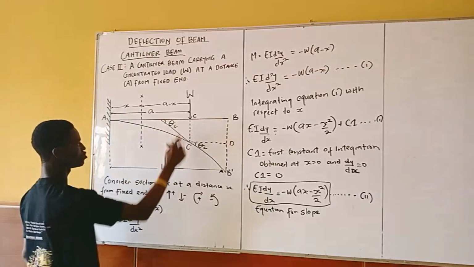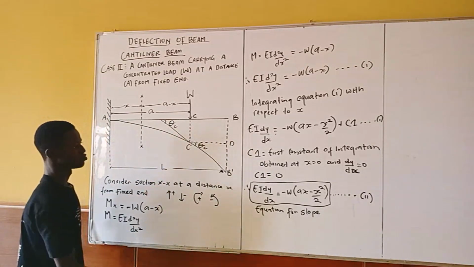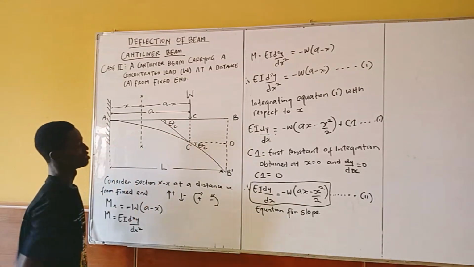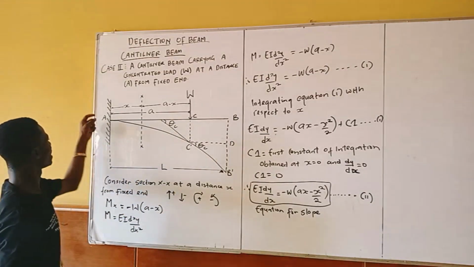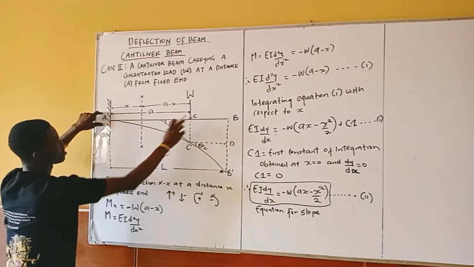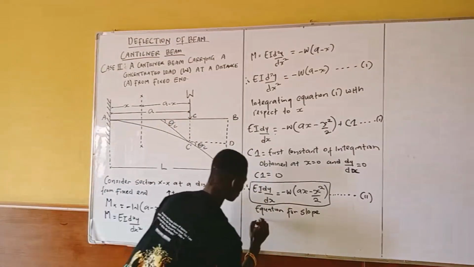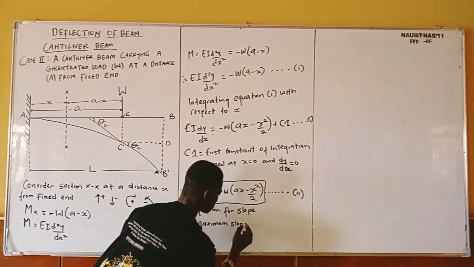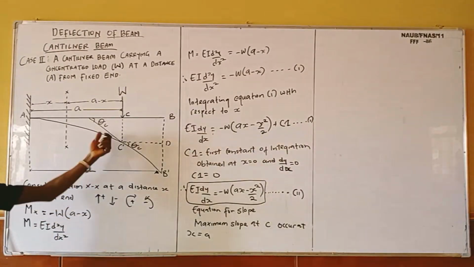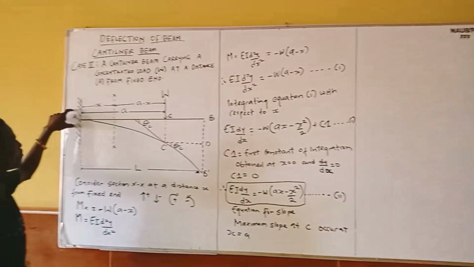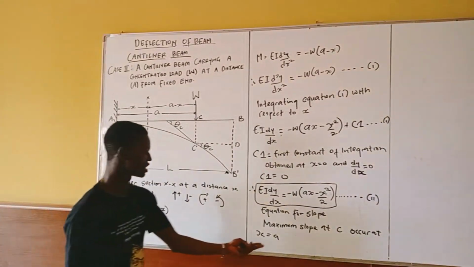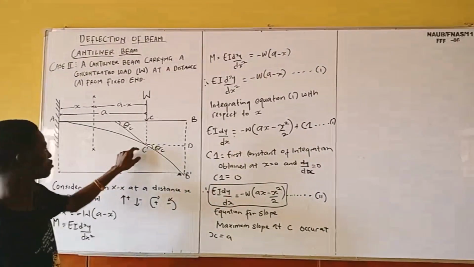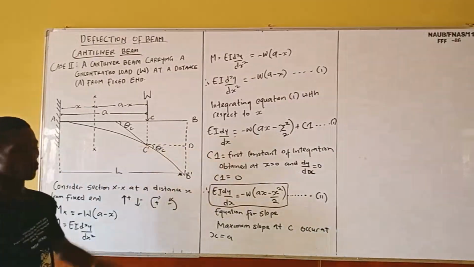I'm going to have that when my x is equal to a. I'm going to have my maximum slope here when the value of my x is equal to the distance covered, which is a. So my slope at C occurs when the section x is equal to a. Anywhere I see x, I'm going to substitute a into this equation to have my maximum slope at point C.